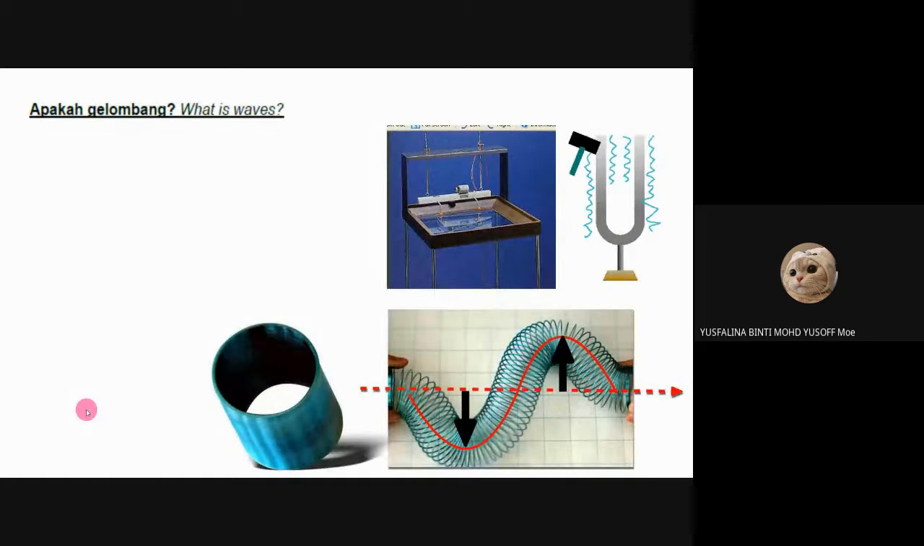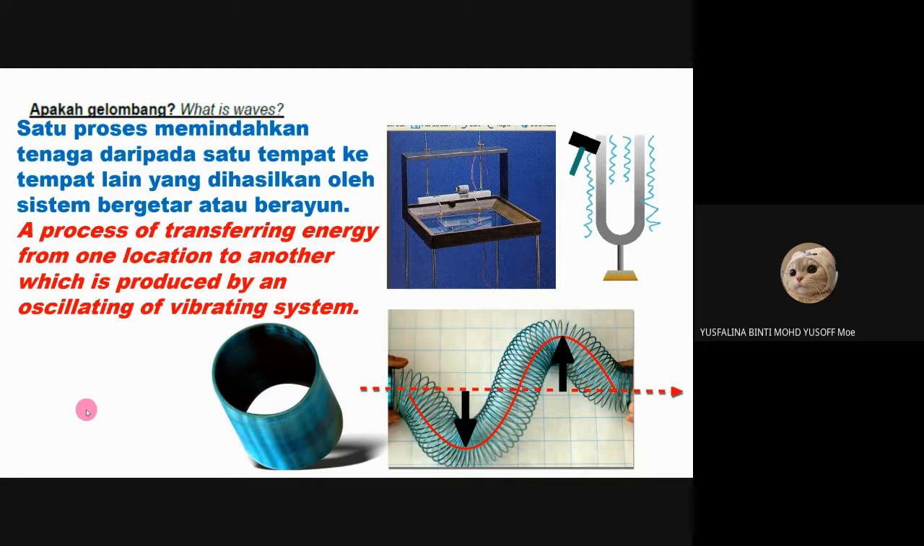Okay, so what is a wave actually? You can see that the water wave also carries energy, right? So what does it mean by wave? A wave is actually a process of transferring energy from one location to another location, which is produced by an oscillating or vibrating system.